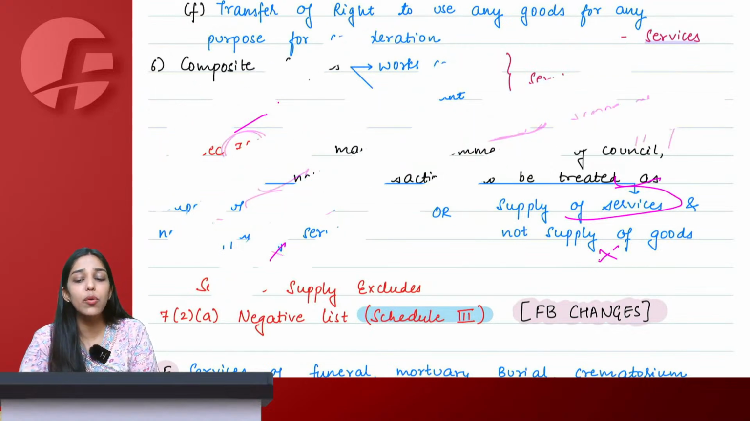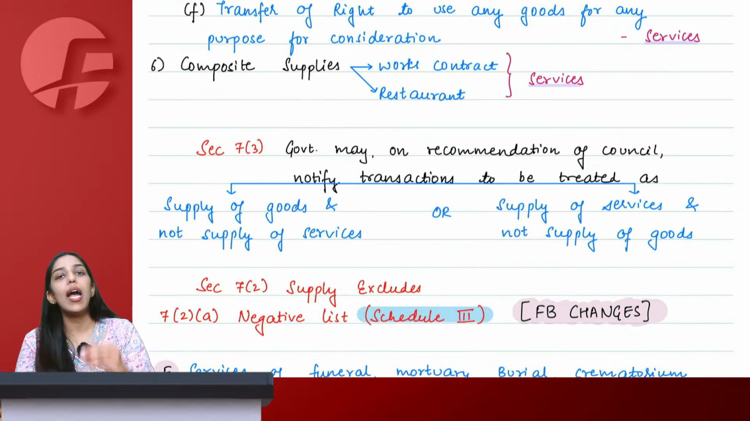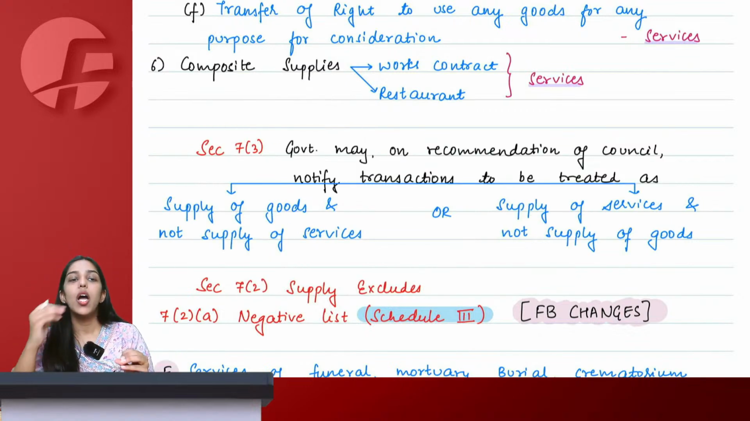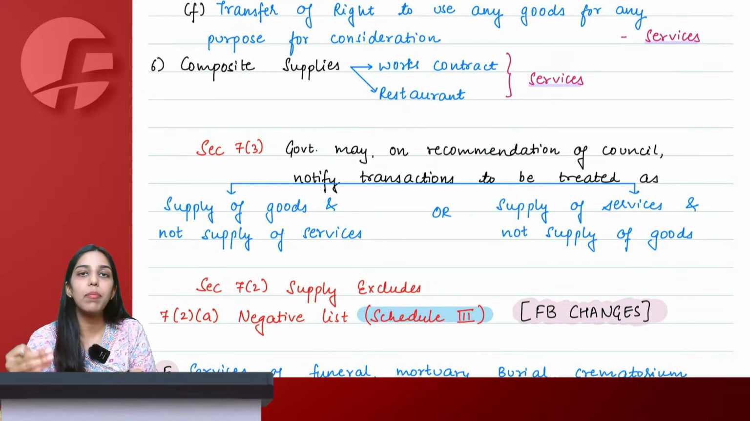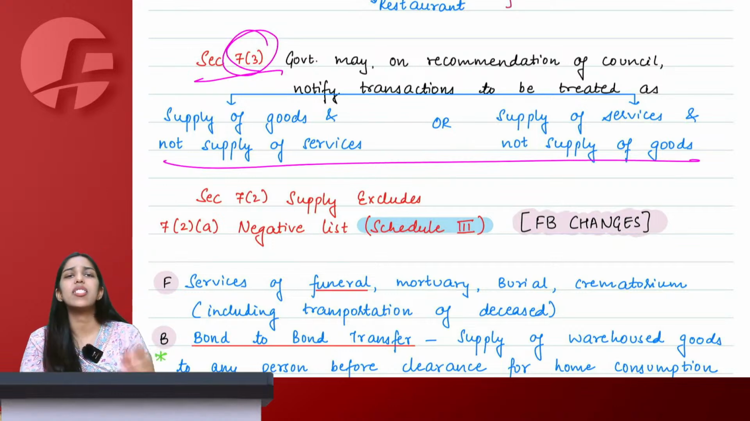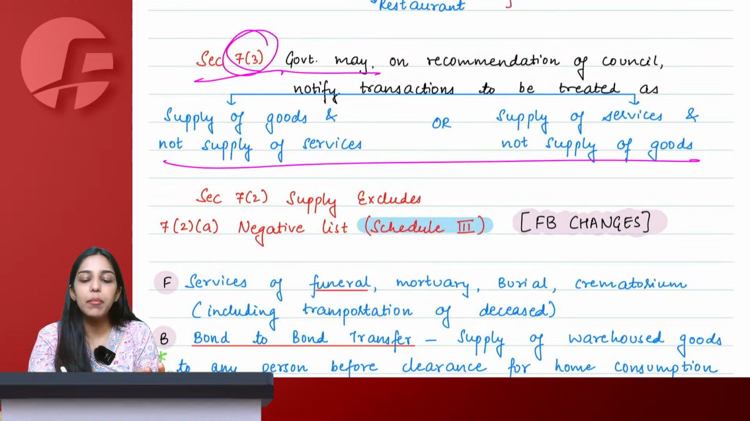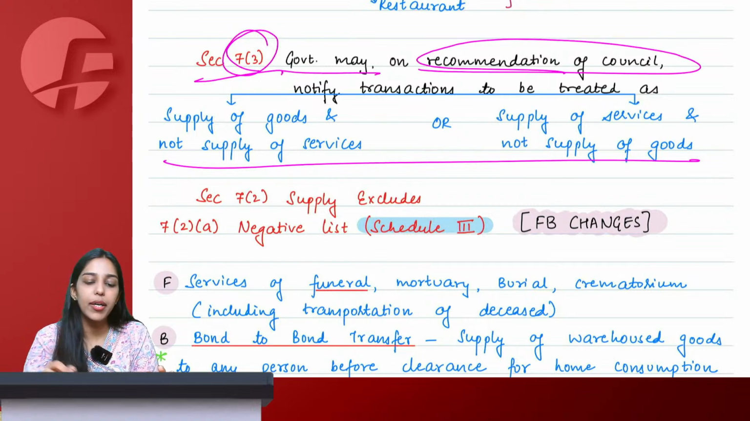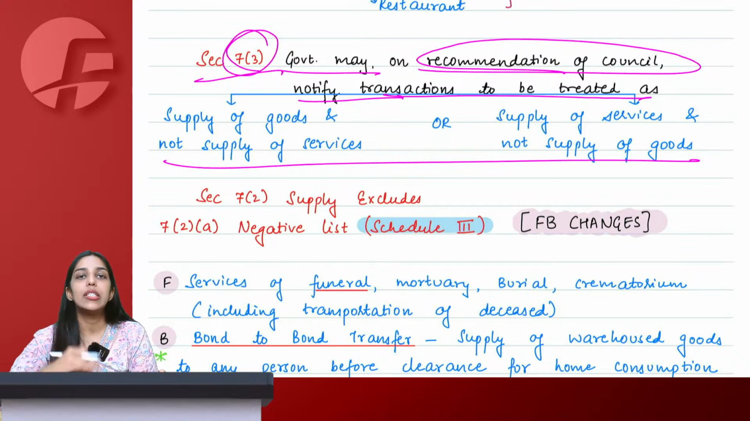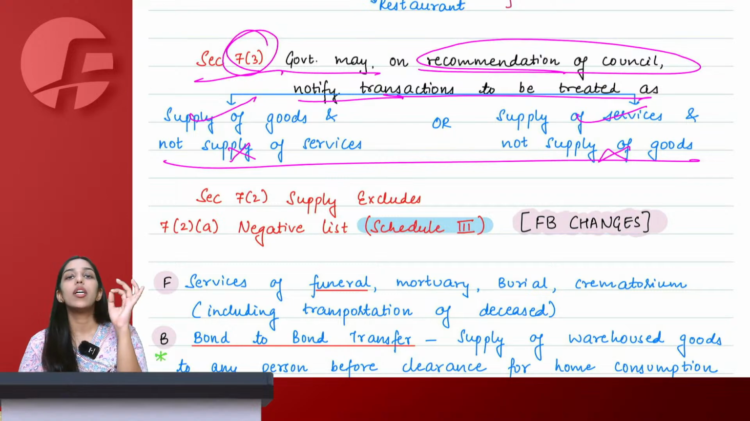So the government can use the power of section 7(3) to notify any transaction as a supply of goods not service, or to notify any transaction as supply of service and not goods. This is all about section 7(3), done. Just a 1 minute section because there is no provision in it. It is just giving power to the government that the government may, on GST Council's recommendation, notify a transaction that you can treat as supply of goods not service or supply of service not goods.